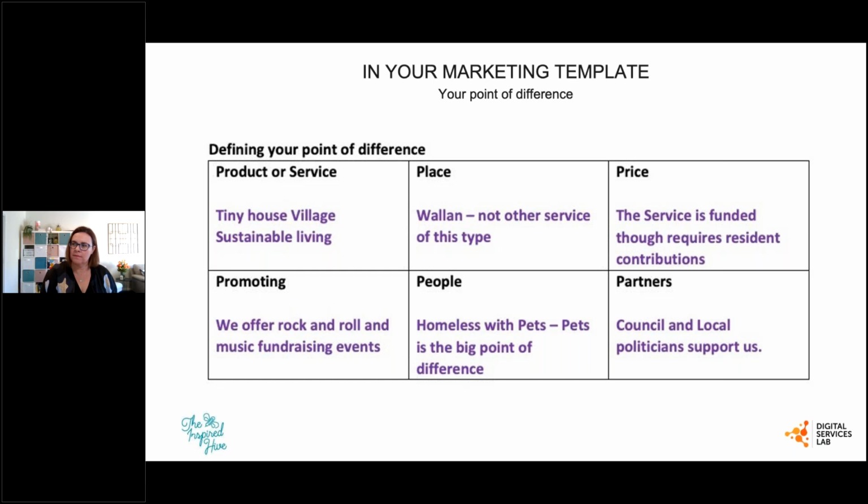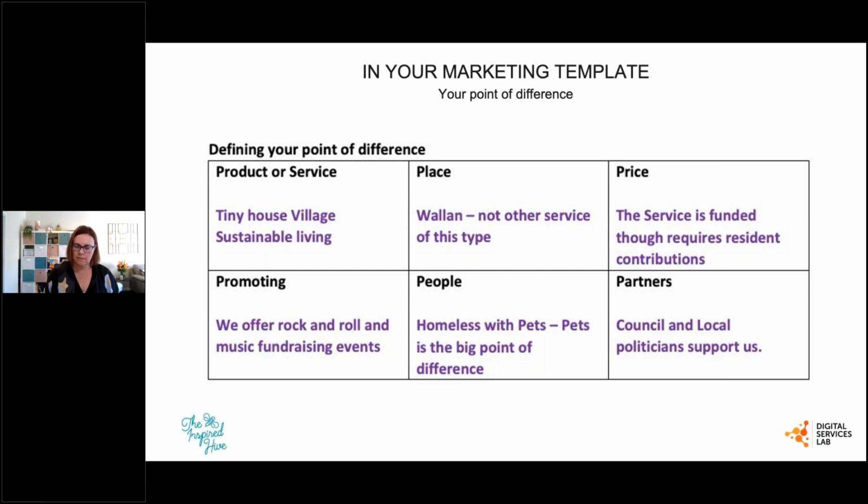So it's also providing them with a new perspective on how they might live in the future after they leave the tiny house village. The place is a point of difference because there's simply not another service of that type in Wallan itself, and Wallan is a huge growing population in Victoria.